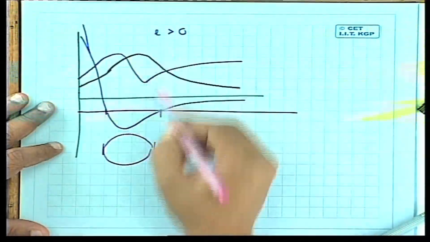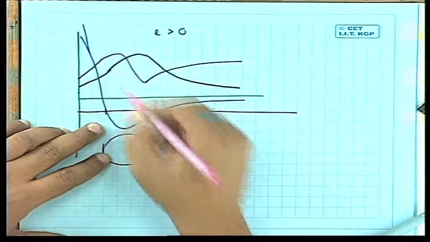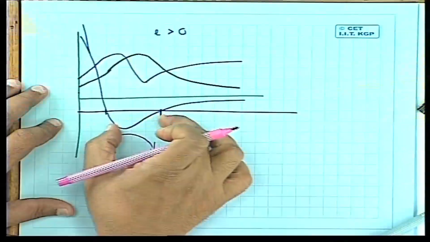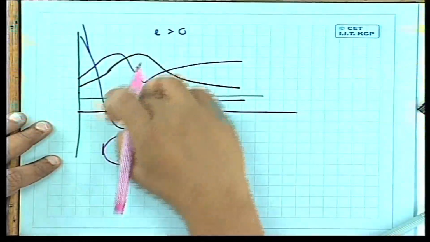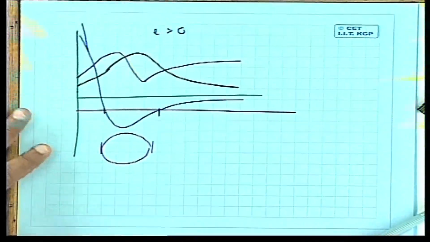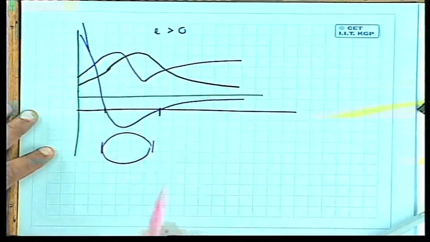Because if you increase the value of L, this potential will start rising faster. So this whole thing will shift to the right, and the place where the probability of finding the particle is maximum will also shift to the right.